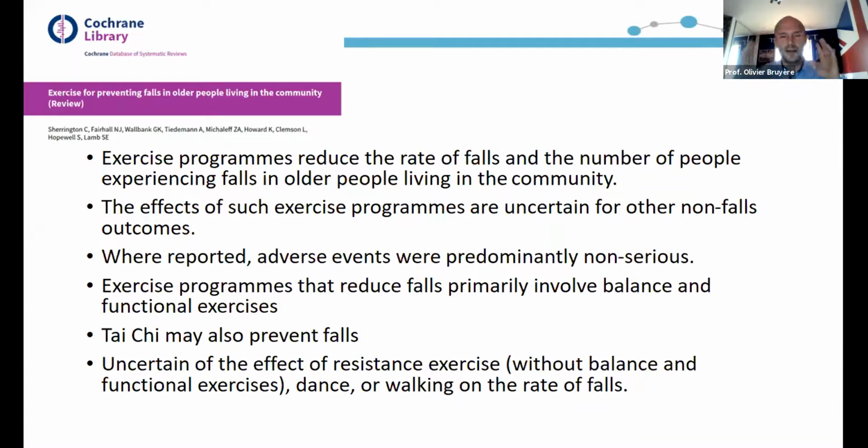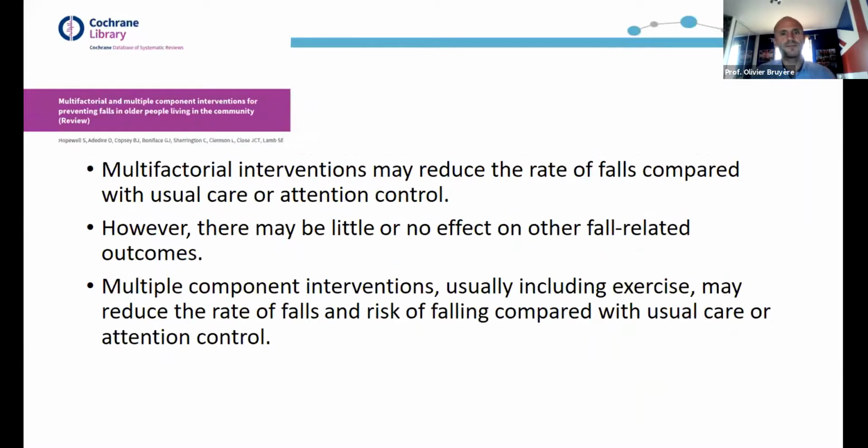So, let's be clear. Resistance training is very effective to improve the quality of life of a patient with a fracture or without a fracture. But if your main objective is really to have an effect on the falls of the patient, then you need to have exercises with an involvement of the body balance and the functional exercises.